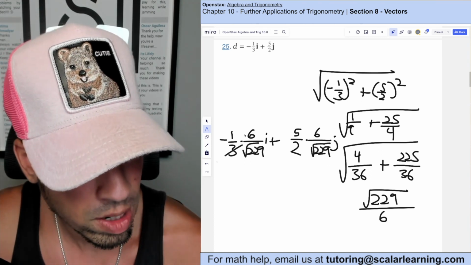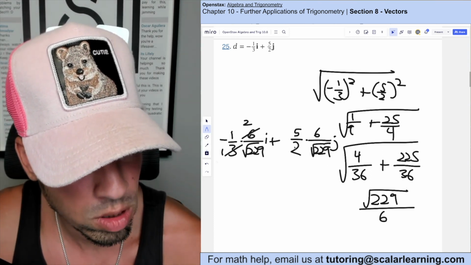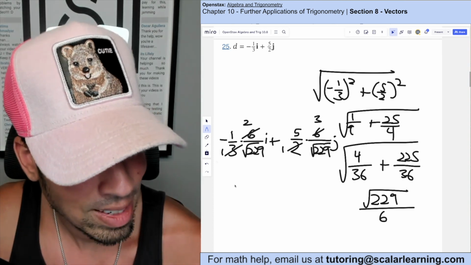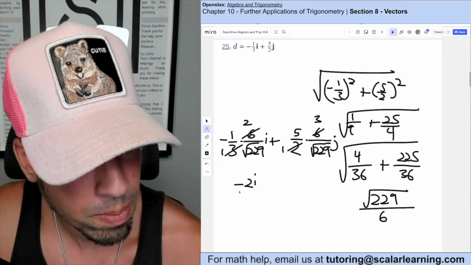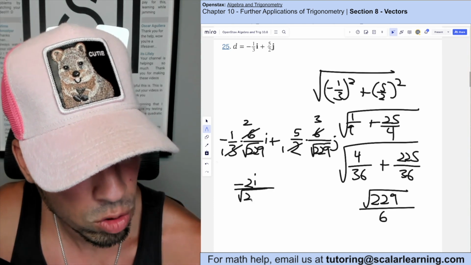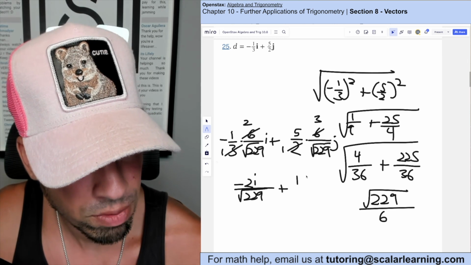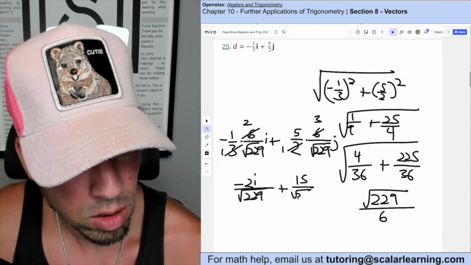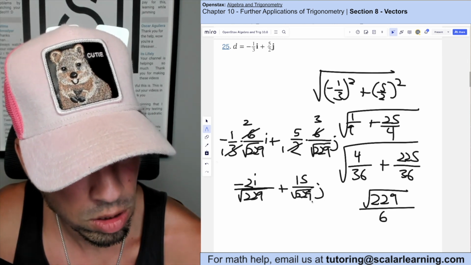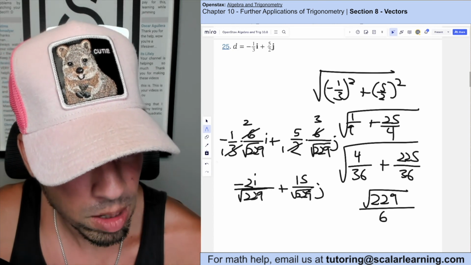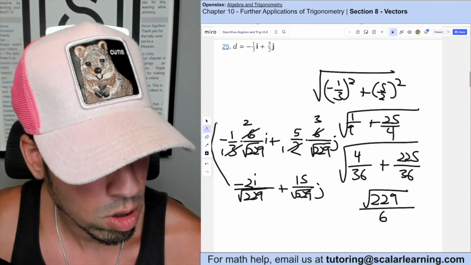Let's simplify. This simplifies to 1 and 2. This simplifies to 1 and 3. So then we got negative 2i over rad 229 plus 5 times 3 is 15 over rad 229 times j. And then last but not least, to rationalize the denominators, multiply the top and bottom by rad 229. We'll put the answer up here.